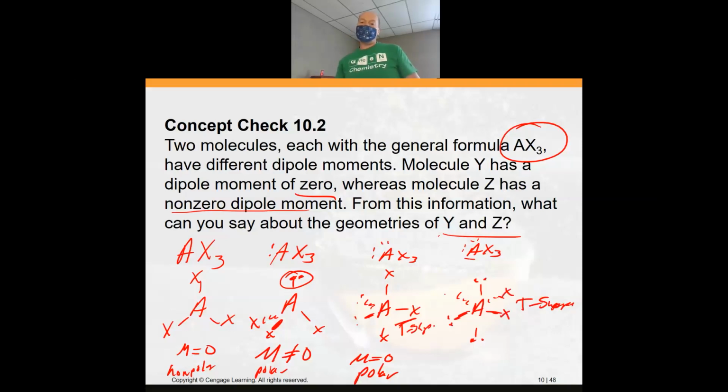And so, again, this one is going to be polar. All right. And so you have three choices for polar and one choice for your non-polar. So we know the one that's zero. The one that's zero has got to be trigonal planar. That's the only one that can be zero.